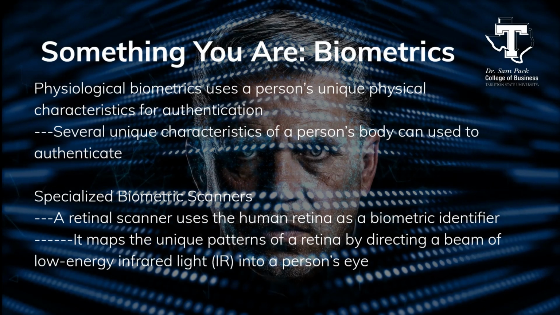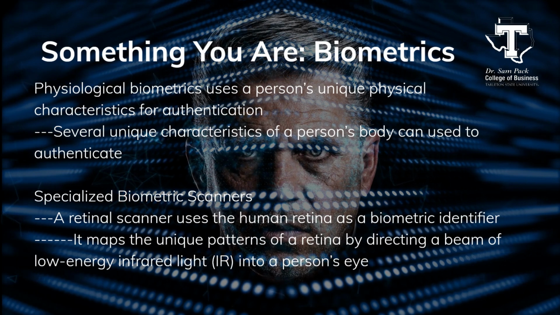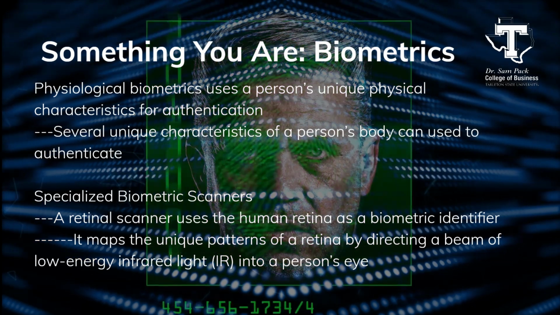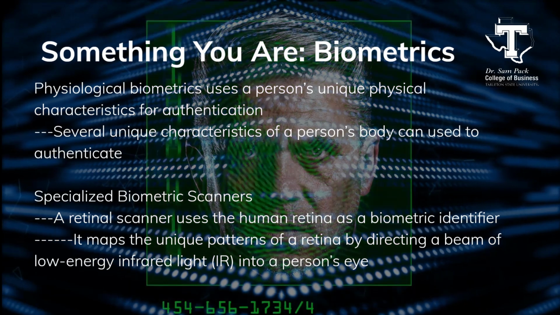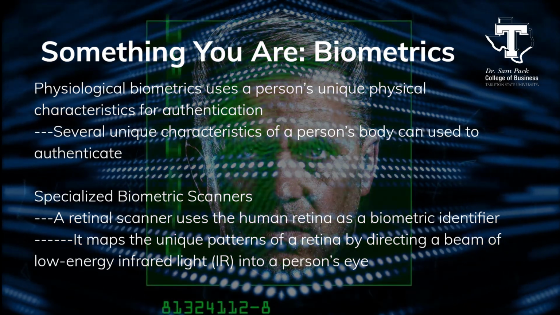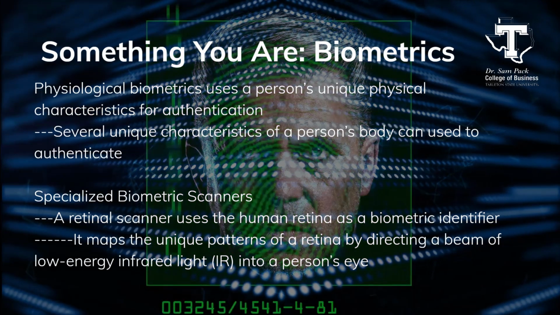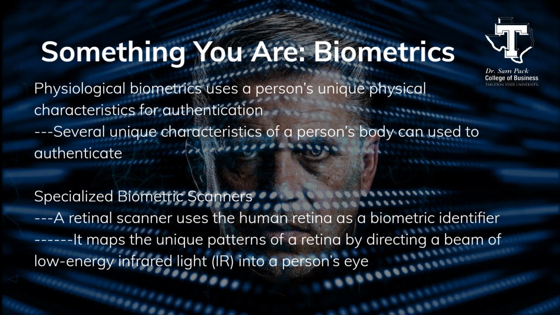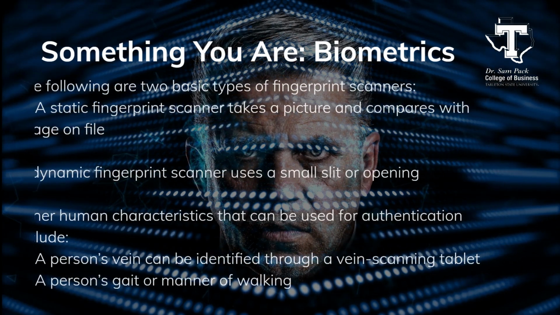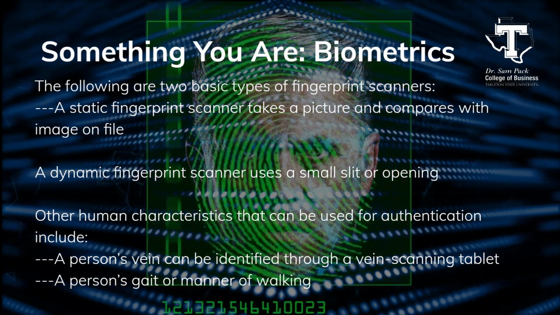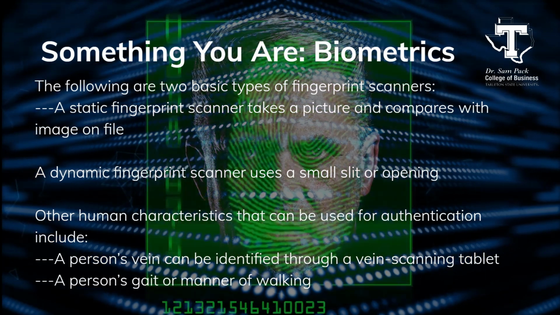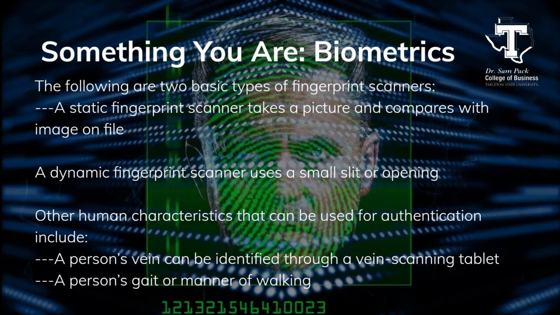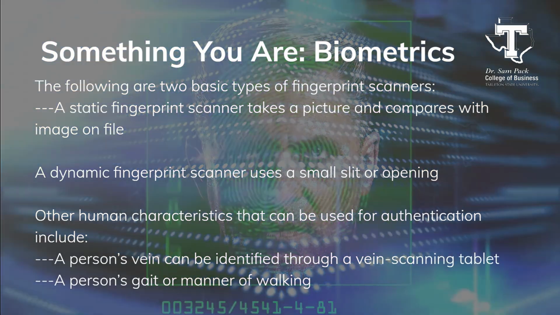Biometrics are methods for verifying identity based on unique physical or behavioral traits. Physiological biometrics, specifically, uses physical characteristics like fingerprints, facial features, and eye patterns. For example, specialized biometric scanners, such as retinal scanners, use low-energy infrared light to map the unique patterns in a person's retina for authentication. There are 2 basic types of fingerprint scanners. A static fingerprint scanner takes a picture of your fingerprint and compares it with an image on file. On the other hand, a dynamic fingerprint scanner uses a small slit or opening to capture the fingerprint.